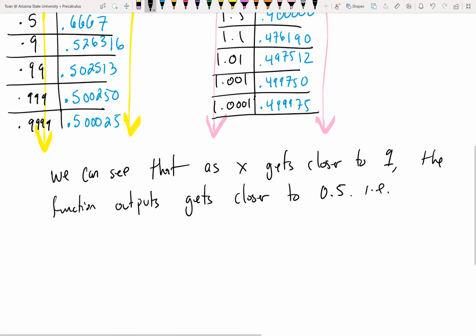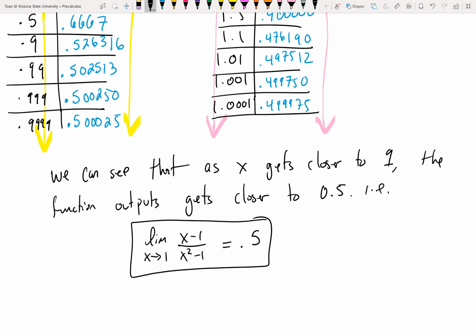Symbolically, we can see that the limit as x approaches 1 of (x minus 1) over (x squared minus 1) is 0.5. And that's exactly how we would write it. And we can see that with the tables here. So that's it. That's sort of the rough idea of a limit.